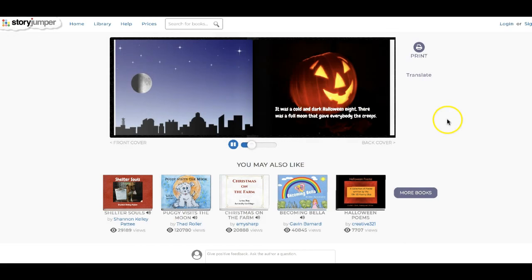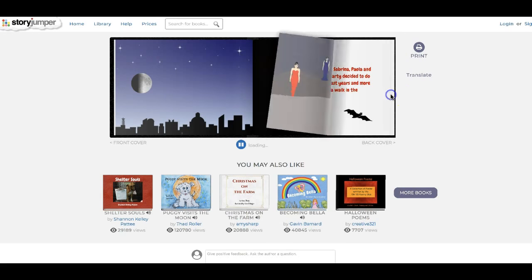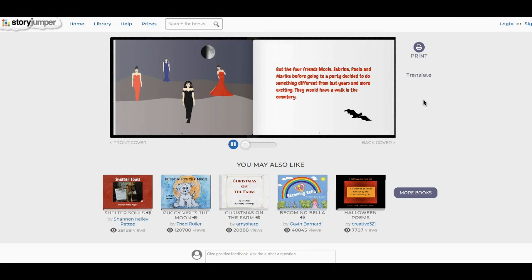It was a cold and dark Halloween night. There was a full moon that gave everybody the creeps. But the four friends, Nicole, Sabrina, Paola, and Marika, before going to a party, decided to do something different from last year's and more exciting. They would have a walk in the cemetery.